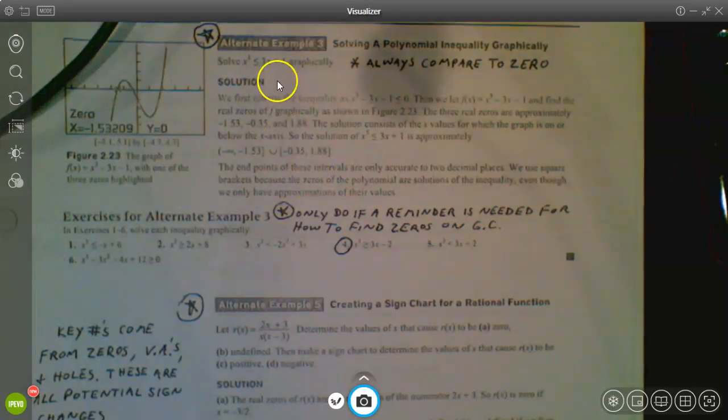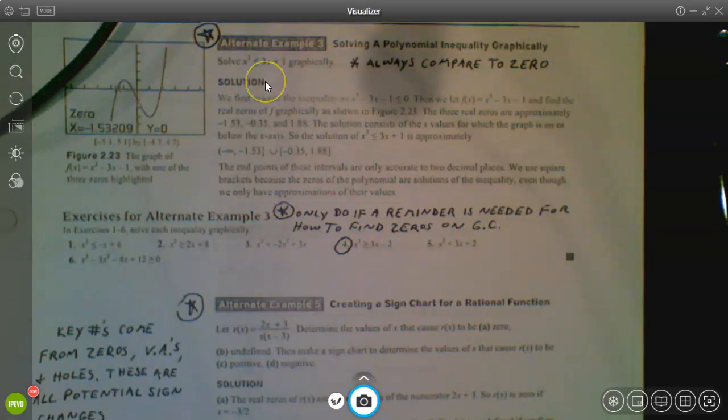So, for this one, first things first, if they give you something that is not compared to 0, you have to do that first. I need everything on one side, and I want my leading term positive. So this is x to the third is less than or equal to 3x plus 1, I want to subtract these over to the other side. So it's going to say x to the third minus 3x minus 1 is less than or equal to 0. That's the function we want to work with. You wouldn't do anything without doing that first.